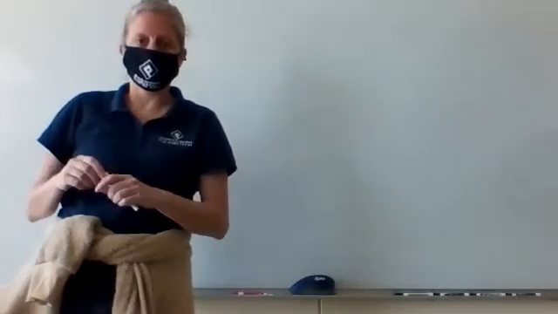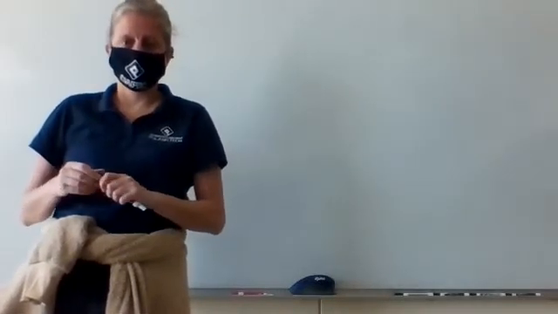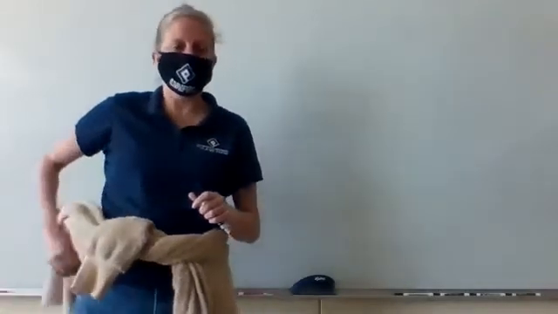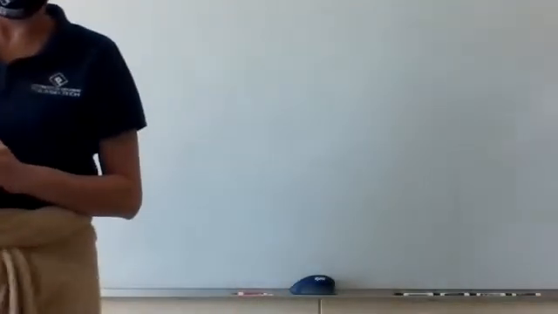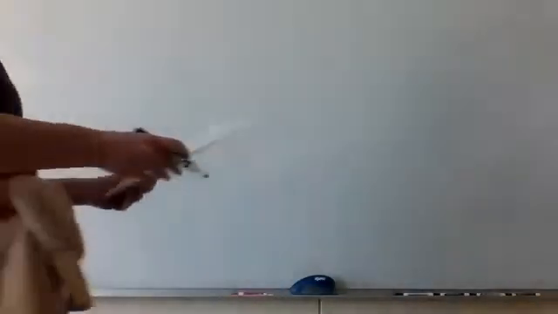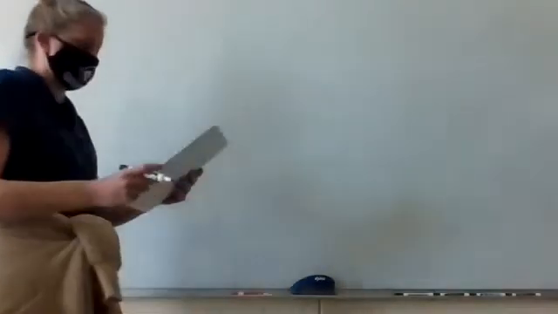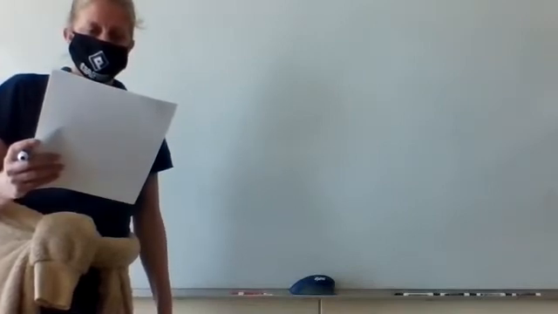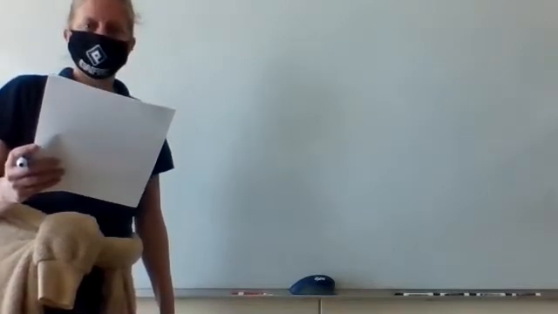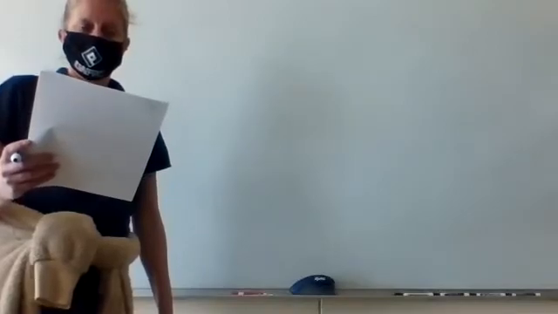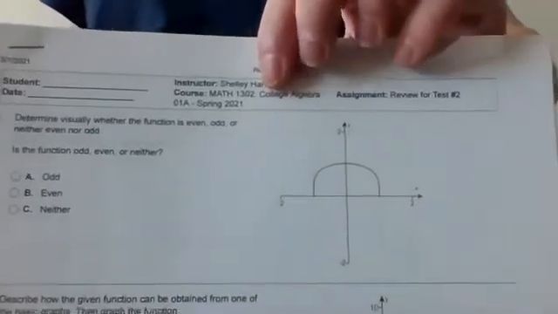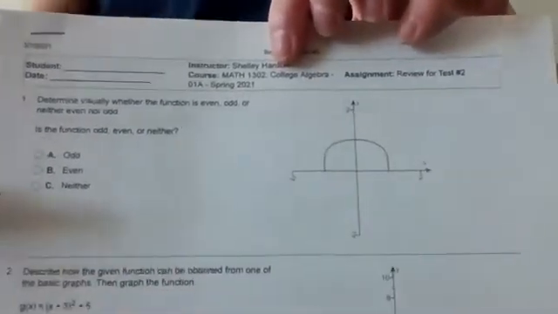Miss Hanson? Yep. What was number 1 supposed to be about? It was even because it was symmetrical across the y-axis. So what's the answer to number 1? Even, B. Are you looking at something different maybe? No. Do you see it now? No. It should look like this. Is this what you're looking at? Oh yeah, now I see it. Okay, yeah, so this is even. Okay, I got it now.